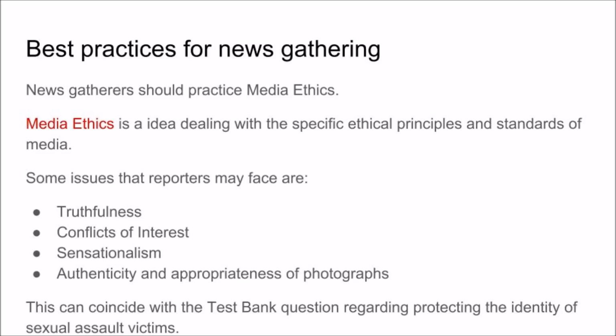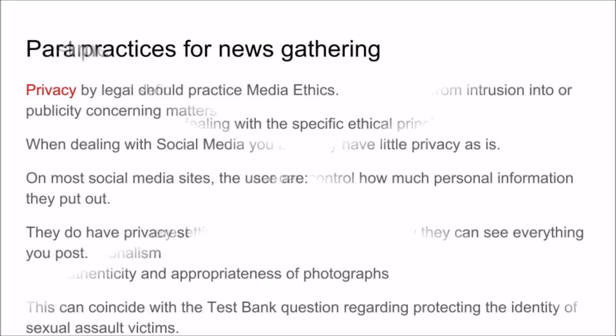Now transitioning into the best practices for news gathering. News gatherers should practice media ethics. Media ethics is an idea dealing with the specific ethical principles and standards of media. Some issues that reporters may face are 1, truthfulness, 2, conflicts of interest, 3, sensationalism, and 4, authenticity and appropriateness of photographs. When thinking about media ethics, it kind of goes back to the test bank question that we had for our last exam, which was regarding protecting the identity of sexual assault victims.